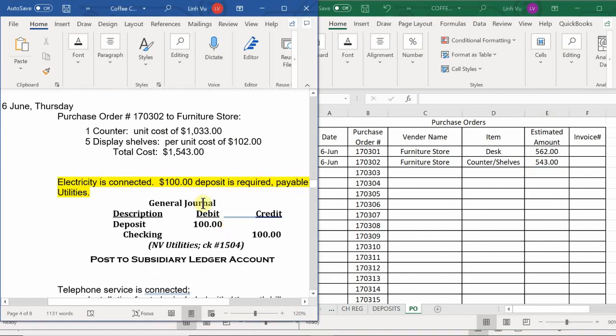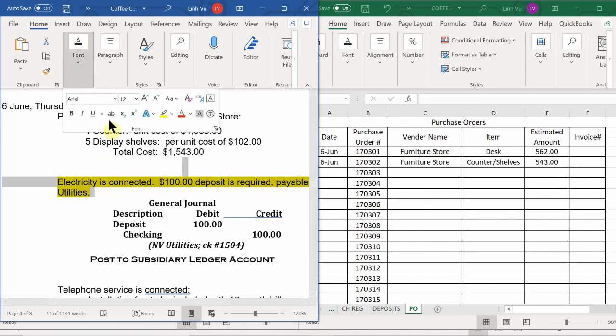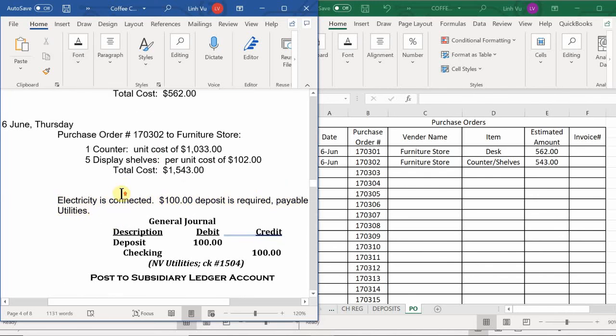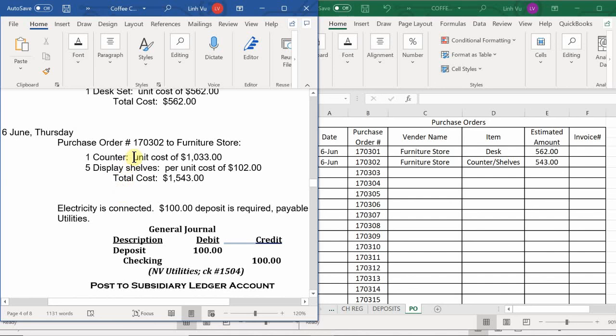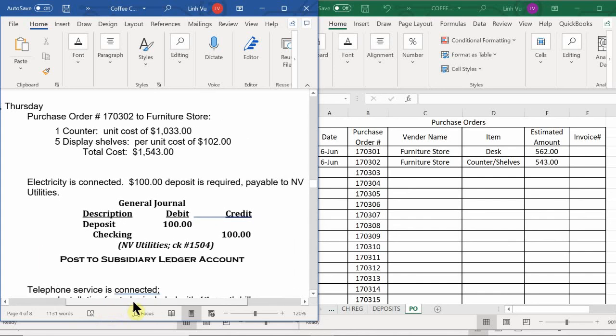So let's see what happened here. Now, what did we do here? We made a contract with the electricity company. So in this case, electricity is connected. In order for them to connect the electricity, they required a $100 deposit. They wanted to make it payable to NV Utilities. Okay, so NV Utilities is the company.